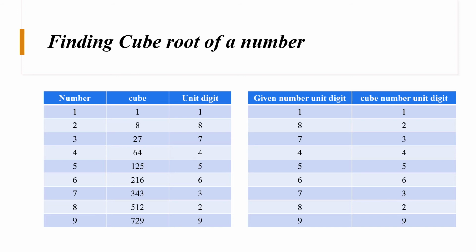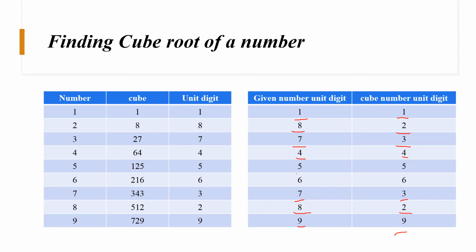That is, if the given number's unit digit is 1, then the cube number's unit digit is 1, and if the given number's unit digit is 8, then the cube number's unit digit is 2, and 7 means the cube number's unit digit is 3, 4 means 4, 5 means 5, 6 means 6, and 3 means 7, 2 means 8, and 9 means 9. We will see an example to understand the concept better.